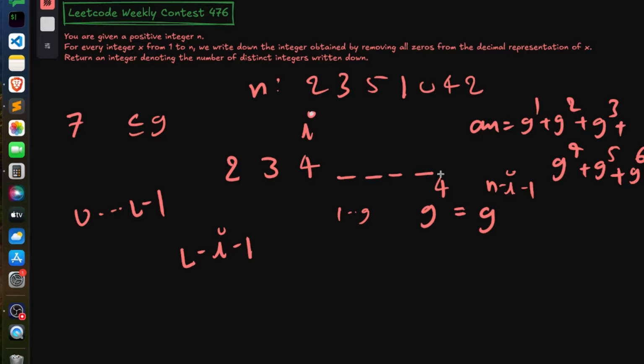So here it's 9 to the power 4, but in the generalized case, this is not 4, it is L minus I minus 1. So L is the length of the original integer and I is the current index, and then minus 1, right? So yeah, similarly, I hope you understand what I'm doing exactly.